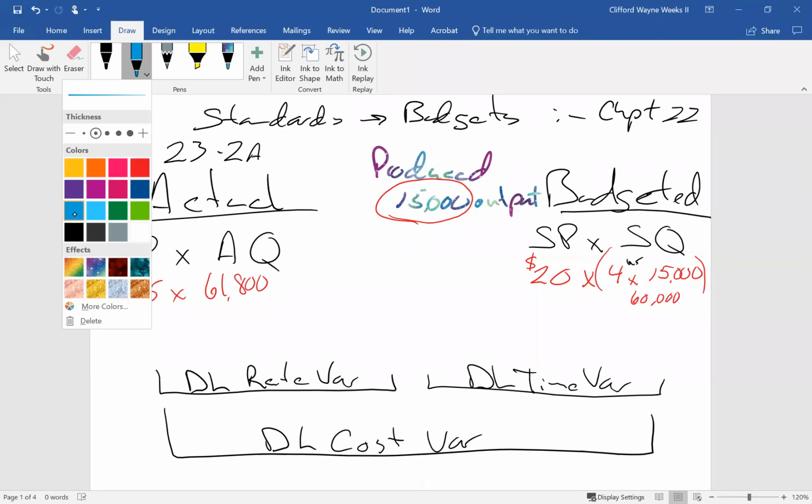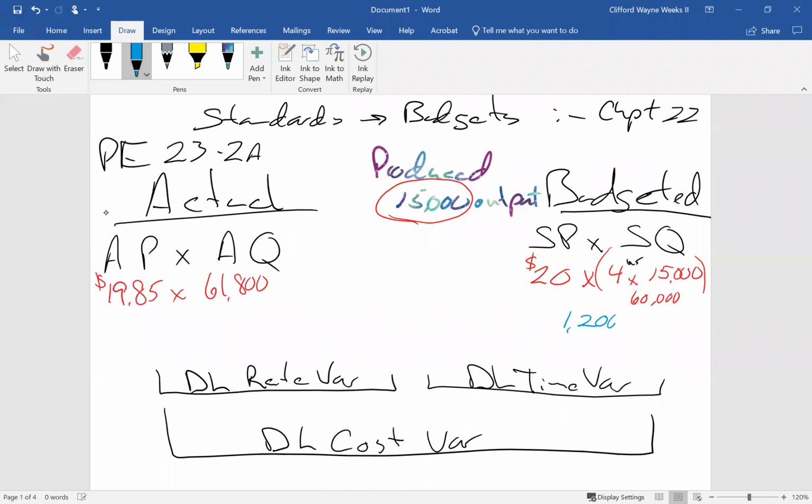If we do the math here, we took the 60,000 times 20. I guess I probably didn't need to do that. We end up with 1,200,000. And if we took the 19.85 and multiplied that times the 61,800, we'd come up with 1,226,730.